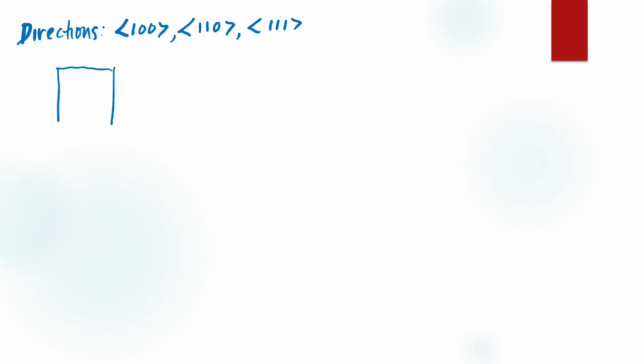So let's see. We have discussed the family of directions 1, 0, 0 and the family of directions 1, 1, 0. So let's talk about the family of directions 1, 1, 1. The 1, 1, 1 direction family are directions that go from one corner to the very opposite corner of the cube.